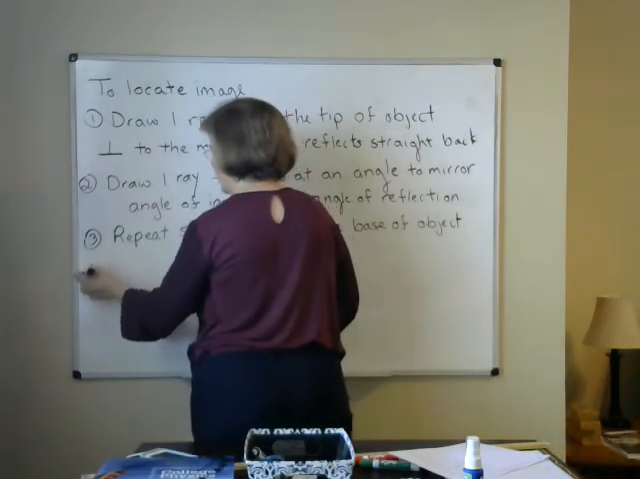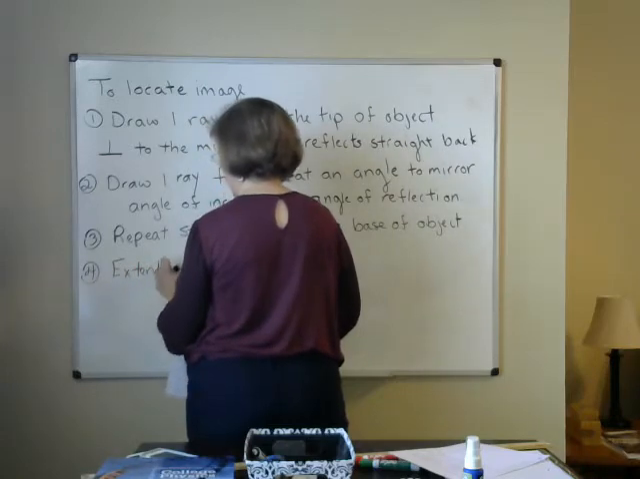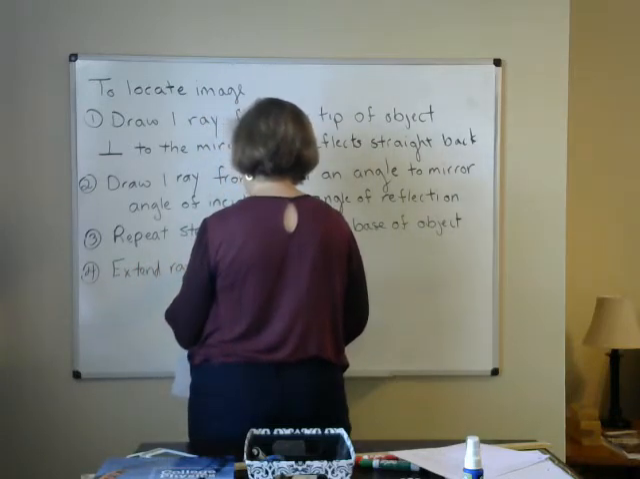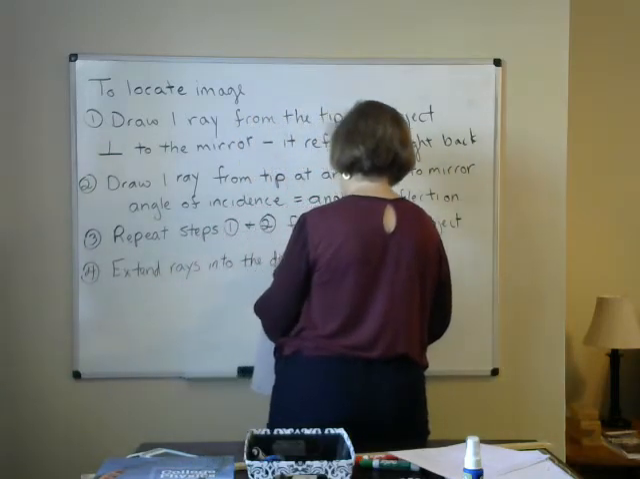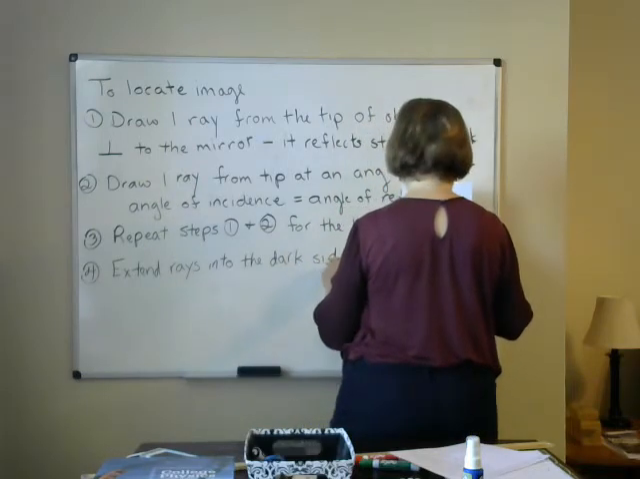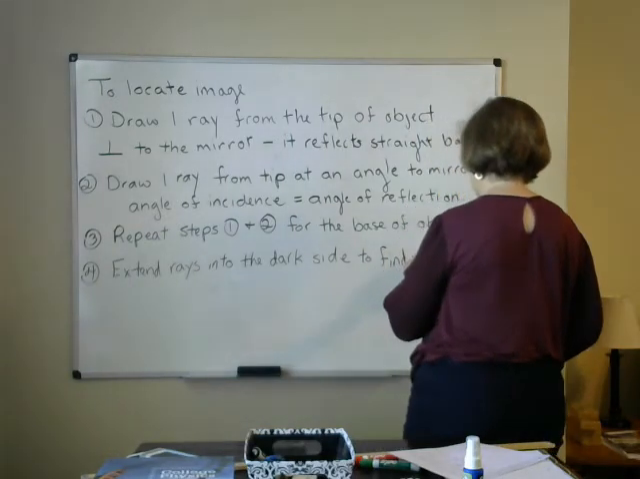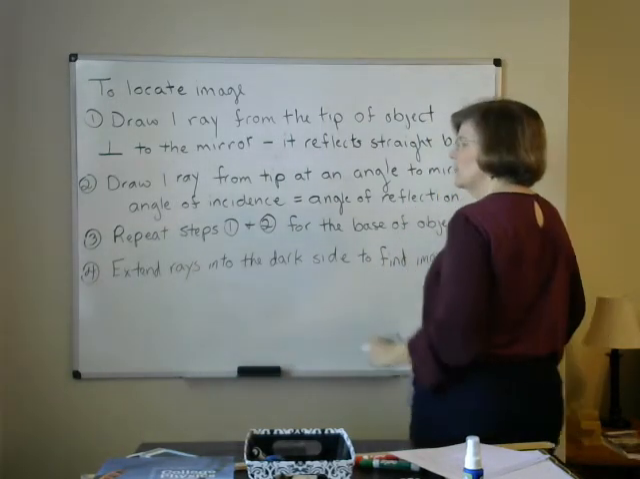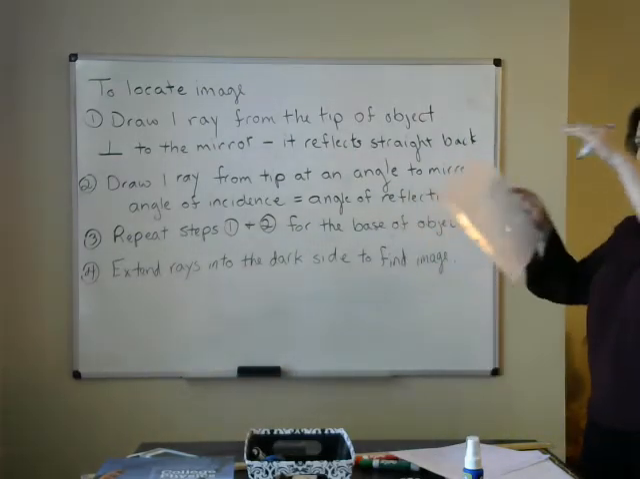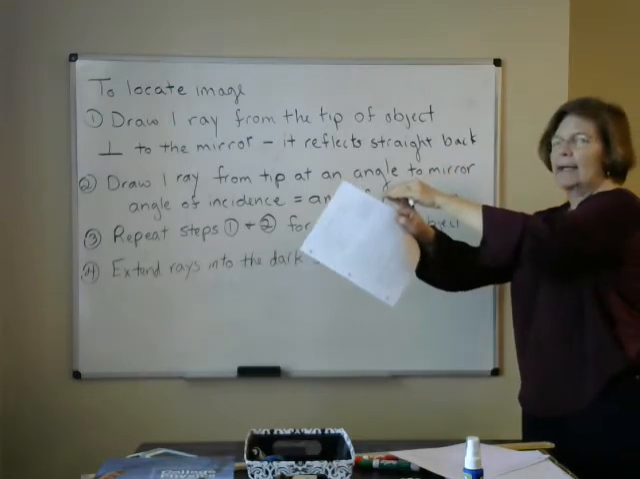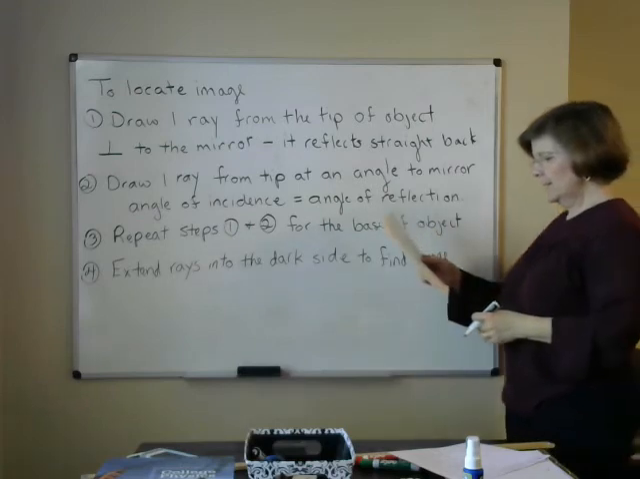And finally, you can extend the rays back into the dark side to find that image. Remember, there's no rays actually behind the mirror. Your eye simply sees two rays coming at it, and it follows those rays back. And when it follows those rays back, the image appears to be from behind the mirror.